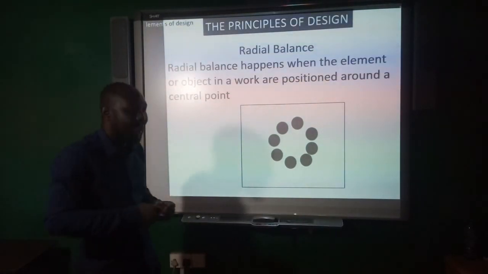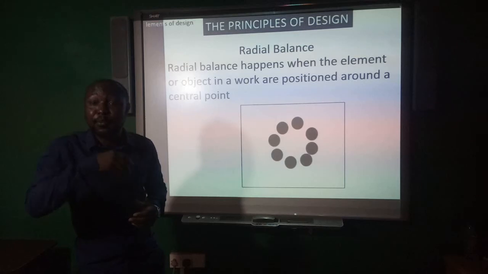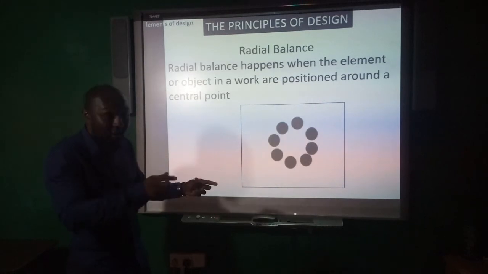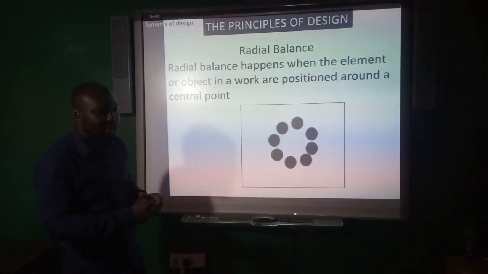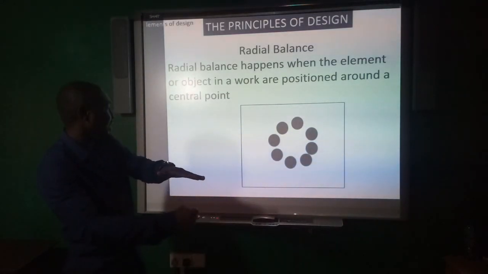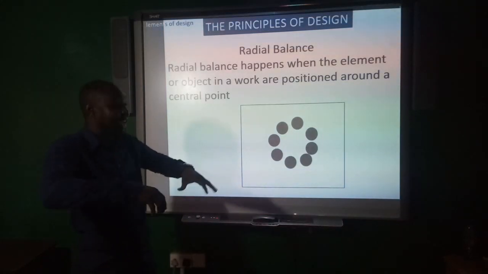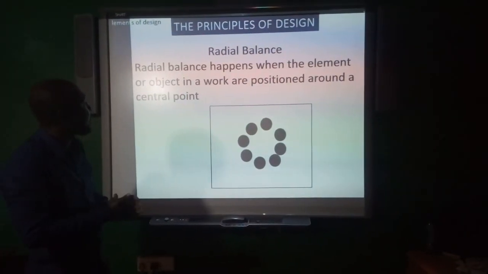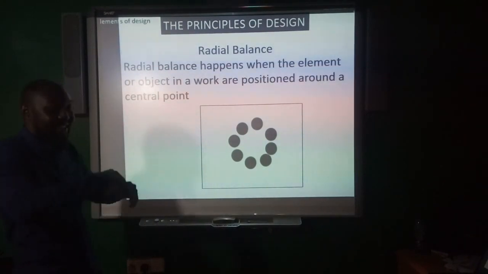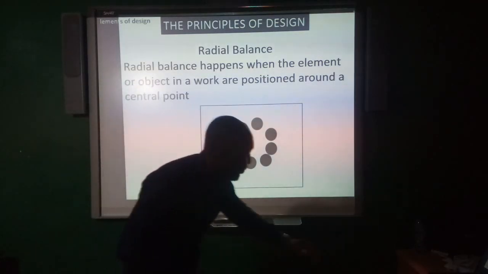So let's look at a table with one stand or one leg. Most of the time when you visit some restaurant, you see a table. This time the table doesn't have four legs. It has just one leg. And a table like that, you don't put the leg at the end of the table, but it should be at the middle, the center of the table, so that it can stand. So that's radial balance. That's what it is. It's positioned around a central point.